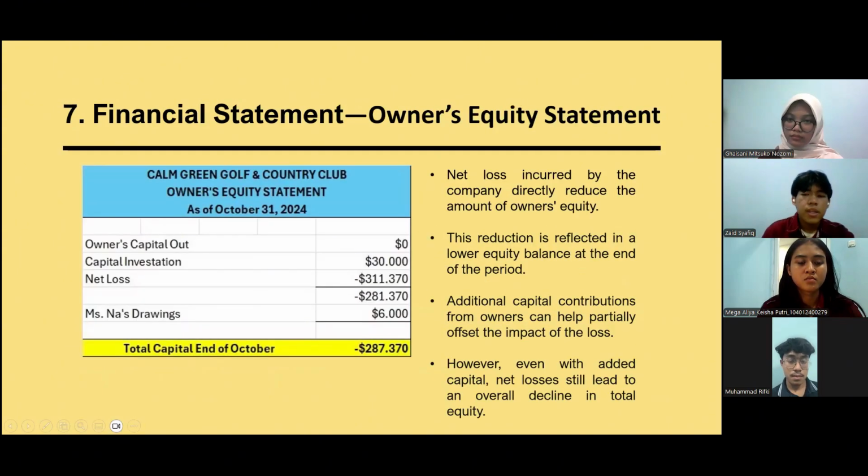And then the owner's equity statement. The net loss incurred by the company directly reduced the amount of owner's equity. This reduction is reflected in a lower equity balance at the end of the period. Additional capital contributions from owners can help partially offset the effect of the loss. However, even with the added capital, the net loss will lead to an overall decline in total equity.